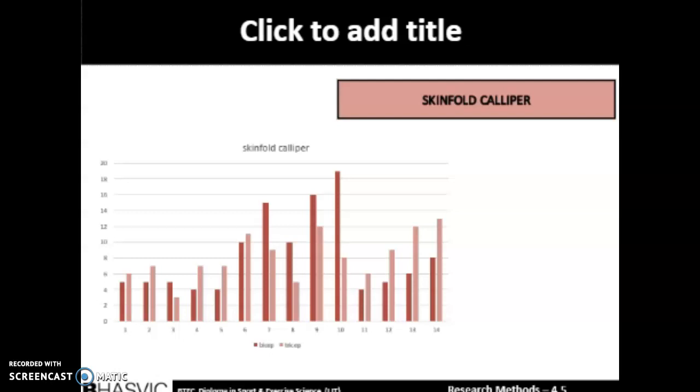For example, the researcher can compare two athletes. Athlete 10 had high levels in the skin fold caliper in comparison to athlete 11 who had very low results in the skin fold caliper. So as you can see, 10 had this huge bar and 11 had a very small bar.